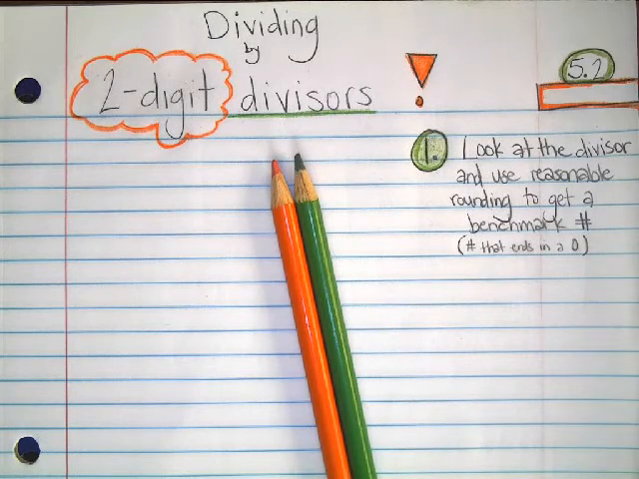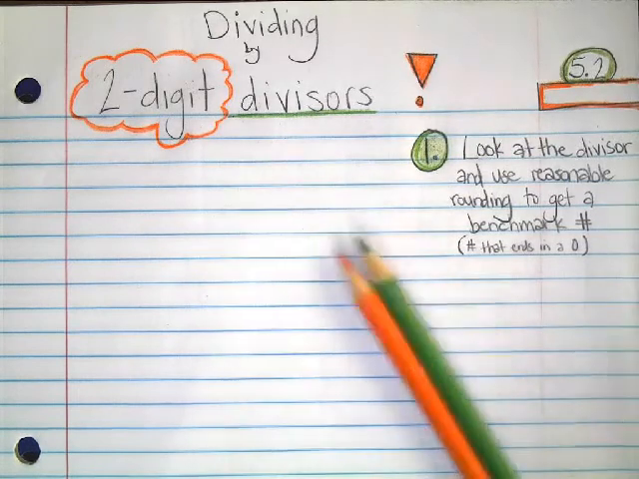It says dividing by two-digit divisors. Number 1, look at the divisor and use reasonable rounding to get a benchmark number, and that's a number that ends in a 0. Okay, so after we've rounded, then we're going to move on to other steps. So what we want to do is just set up the first step.